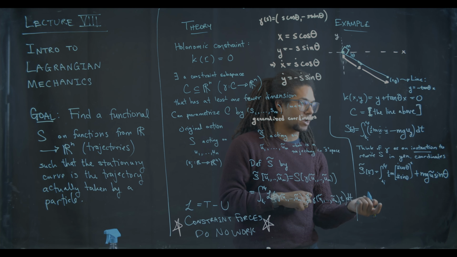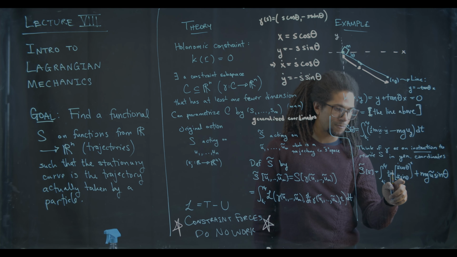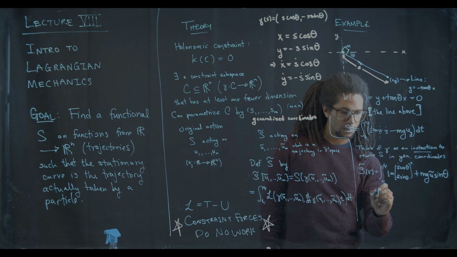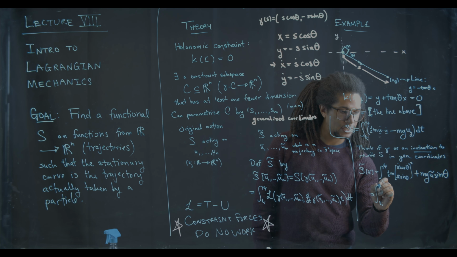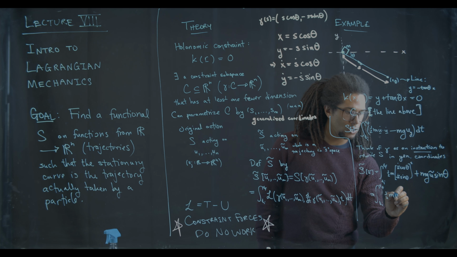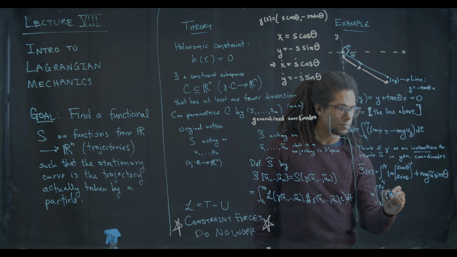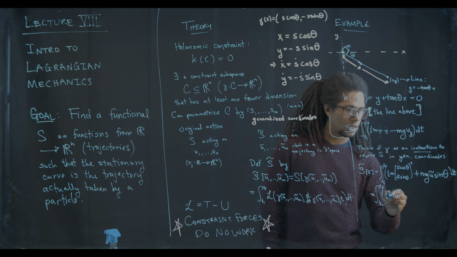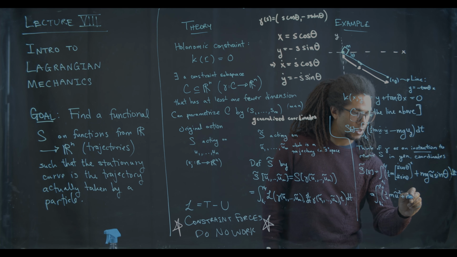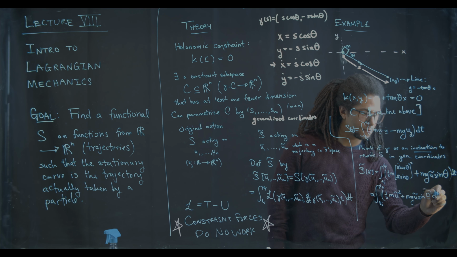But by the Pythagorean identity, I'll have a cosine squared in the first part and a sine squared in the bottom part. So this is equal to the integral from ti to tf of 1/2 m u tilde dot squared, where this is now just a number, and dt, forgot, plus mg u tilde sine theta dt.